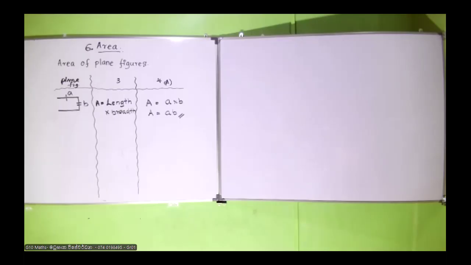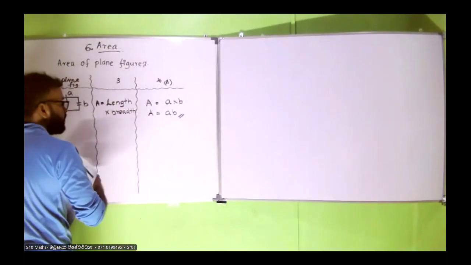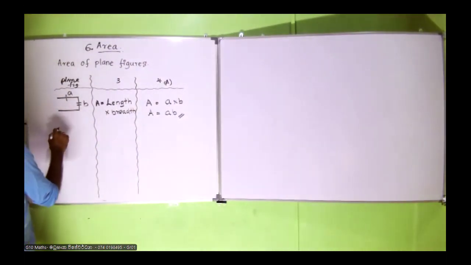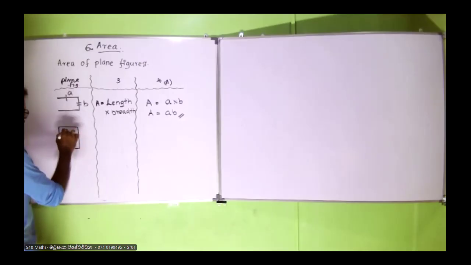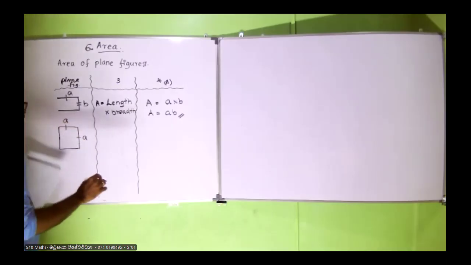Okay, so I will discuss. So when it comes to the square, you know how to fill it up. What is a square? All the lengths of the sides are equal, A.